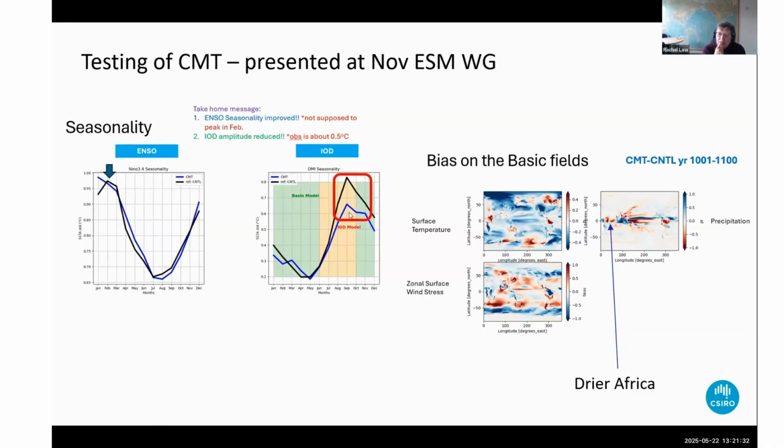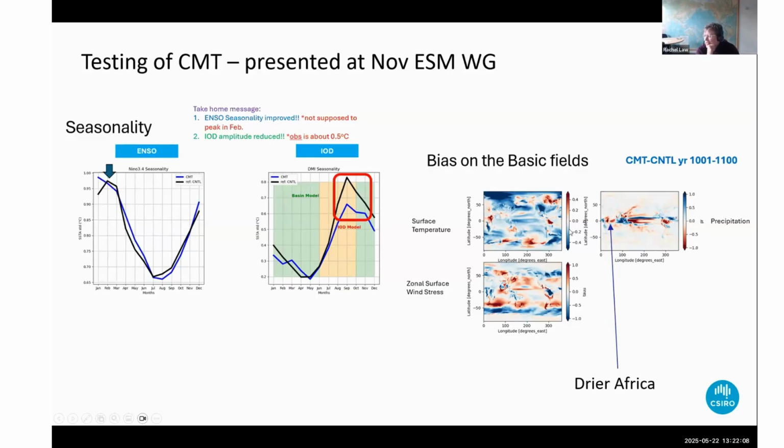Back in November, we were talking about a bug fix on the convective momentum transport. These were a couple of slides that Arnold had provided at the time. He may have even spoken to them. There was some suggestion that fixing this CMT was improving the seasonality of ENSO a little bit, and this impact on the IOD. And then he'd also showed these biases in the basic fields.